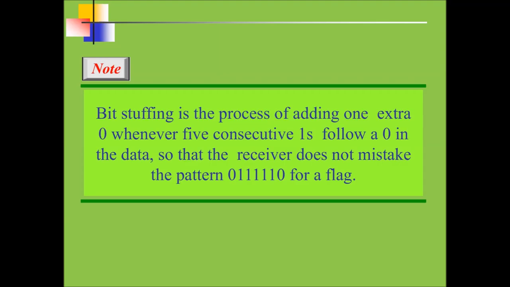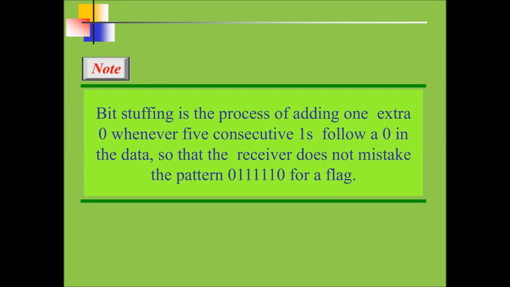Bit stuffing is the process of adding one extra zero whenever 5 consecutive ones follow a zero in the data, so that the receiver does not mistake the pattern 0 1 1 1 1 1 0 for a flag. Dear students, we have discussed flag in our previous slide. Flag is basically an indication to start and stop a frame, and the pattern of the flag is fixed, which is 0 1 1 1 1 1 0.